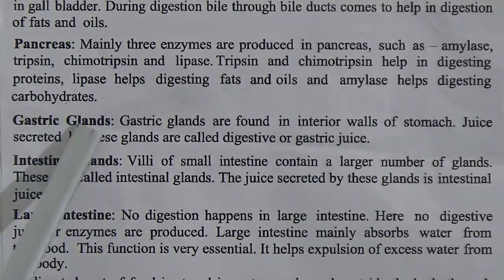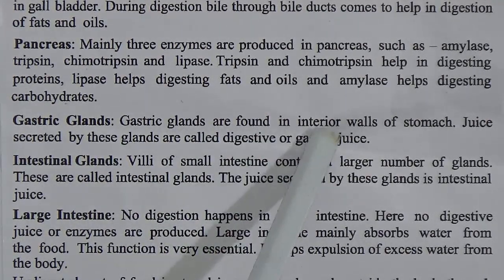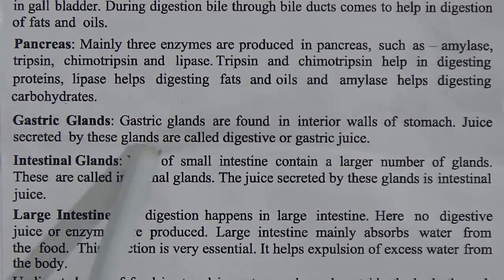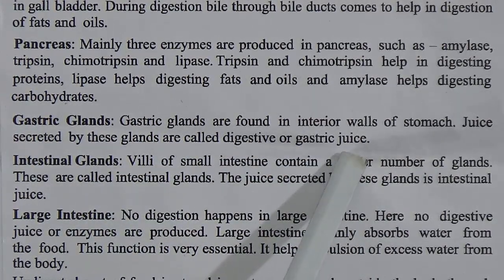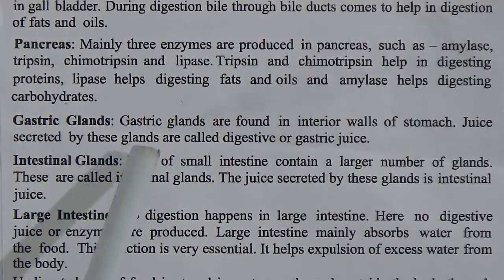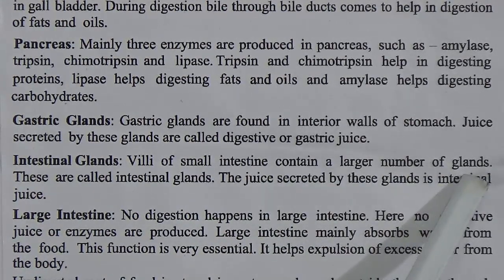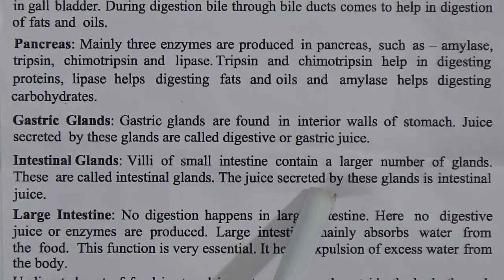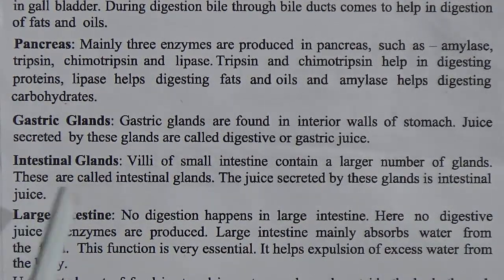Now gastric glands. Gastric glands are found in the interior wall of the stomach. The juice secreted by these glands is called digestive or gastric juice. Intestinal glands. The villi of the small intestine contain a large number of glands. They are called intestinal glands. The juice secreted by these glands is intestinal juice.